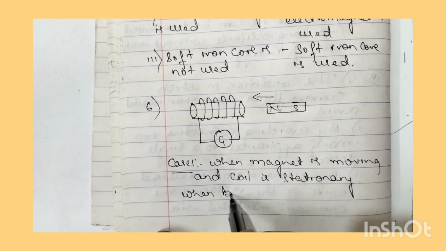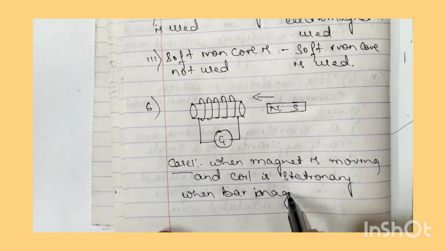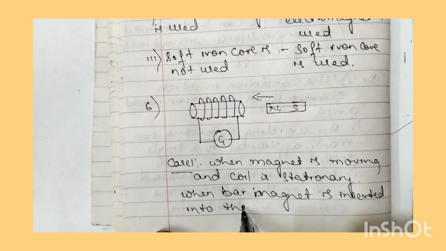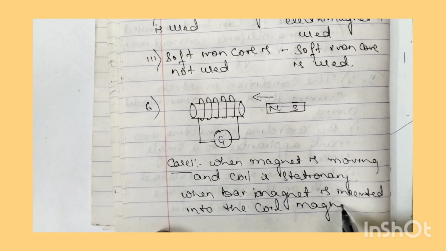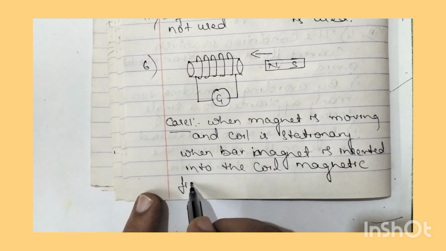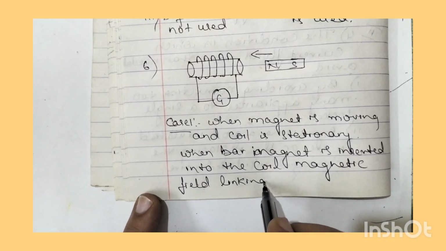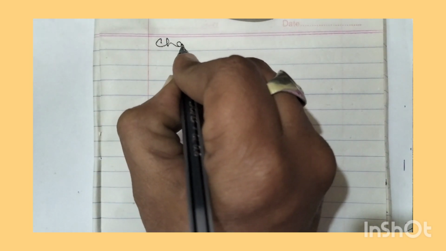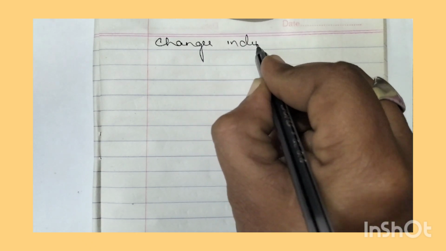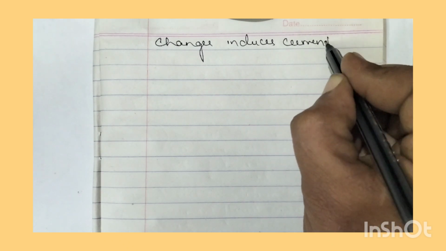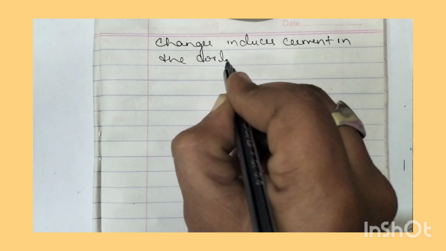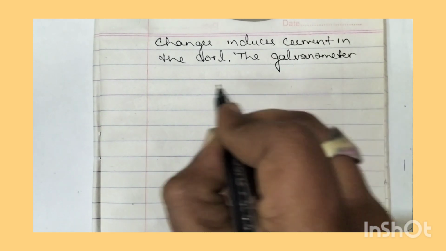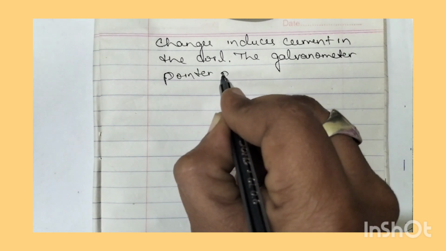When the bar magnet is inserted into the coil, the magnetic field linking a conductor changes, and induces current in the coil. The galvanometer pointer deflects.